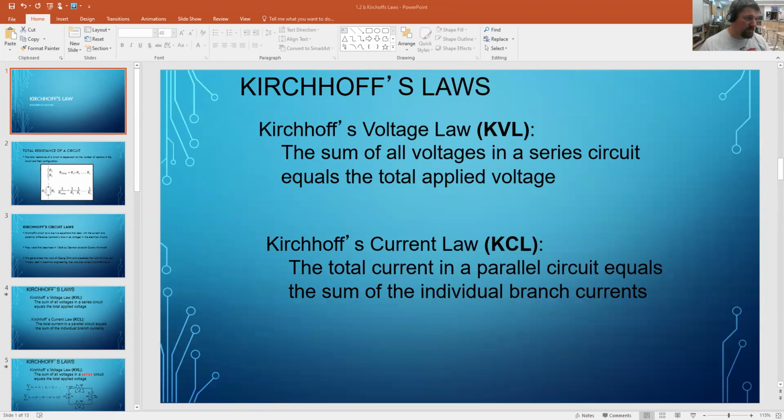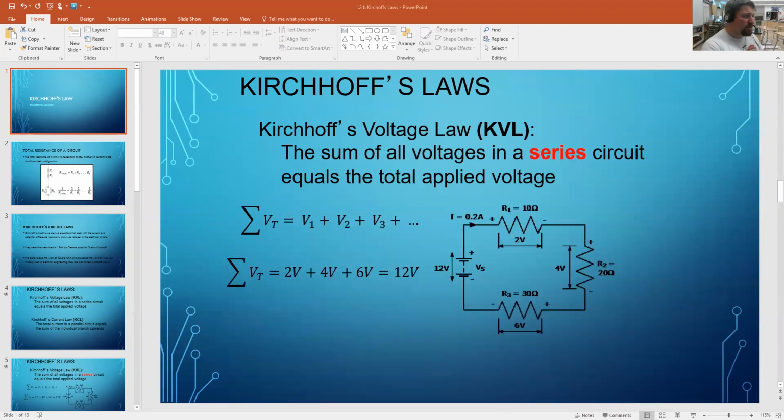So let's talk about Kirchhoff's laws. These are the two laws. Please pause the video and write these down. Kirchhoff's voltage law says the sum of the voltages in a series circuit will equal the total applied. Kirchhoff's current law says the total current in a parallel circuit equals the sum of the individual branches. Write that down. We'll talk about what that means in just a moment. So pause the video, write them down.